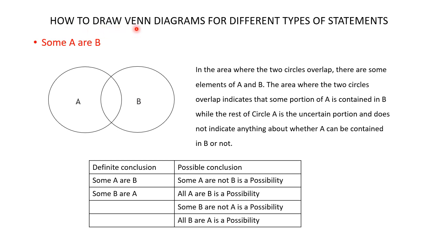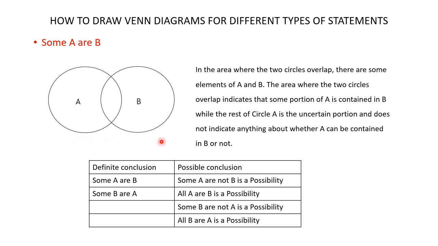Let's now learn how to draw Venn diagrams for different types of statements. First, let's learn how to draw a Venn diagram for the statement some A are B. Now, some A are B means some elements of A are contained within B. Now you know that Venn diagrams are drawn using circles. So you have to draw a circle for A and a circle for B. Now to indicate that some elements of A are contained within B, there has to be a partial overlap of circle A with circle B.